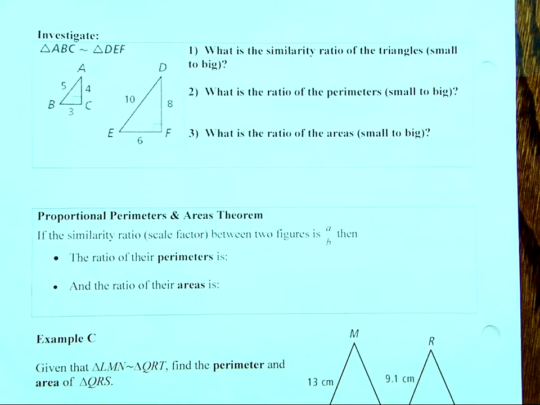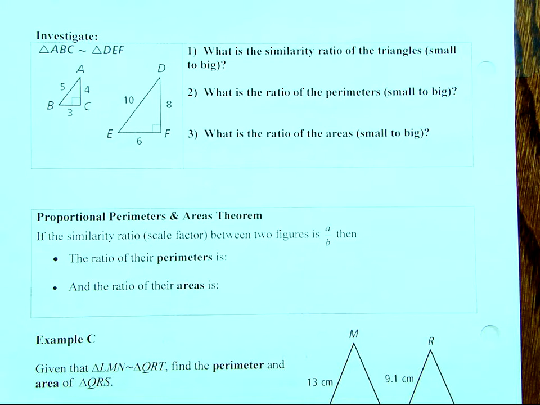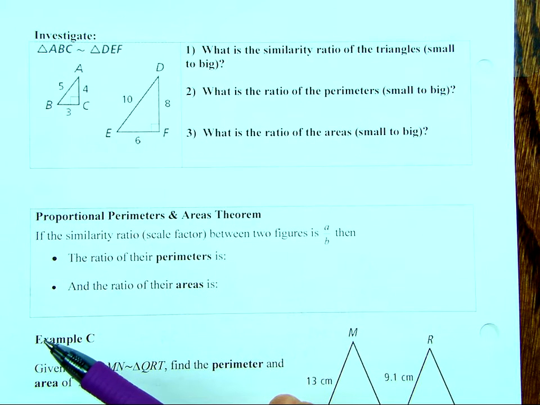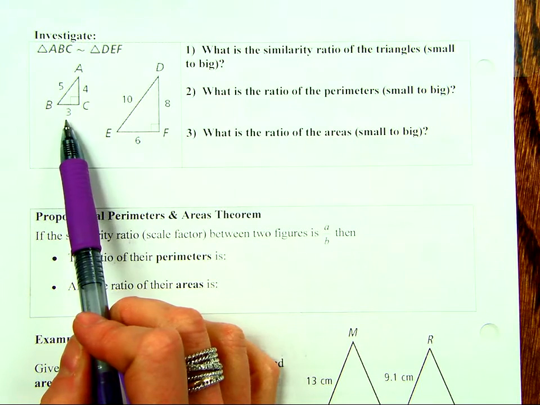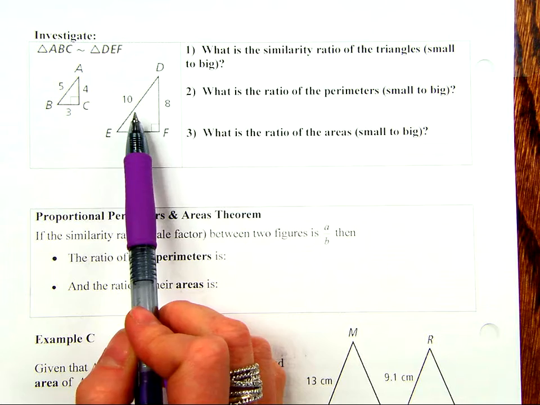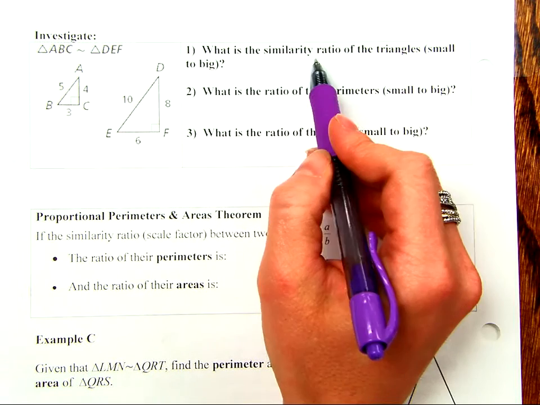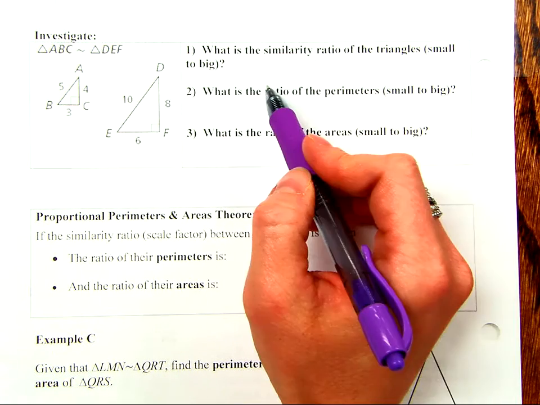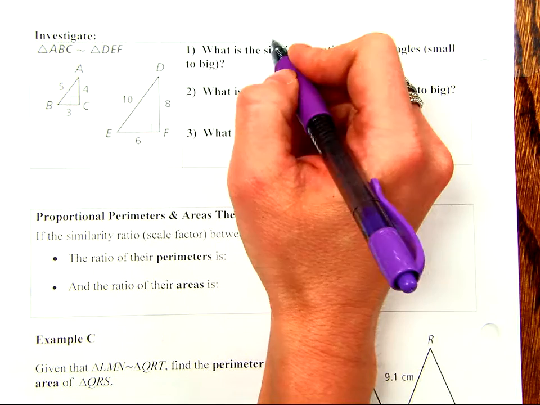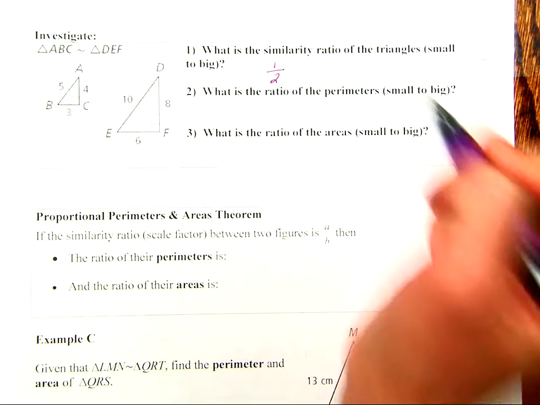Take a look, I have a little investigation at the top of our paper. We are given two triangles that are similar. And if we compare them, we could come up with our ratio. The similarity ratio, small to big, well, 3 to 6, 5 to 10, 4 to 8, we can see that ratio would be 1 to 2.